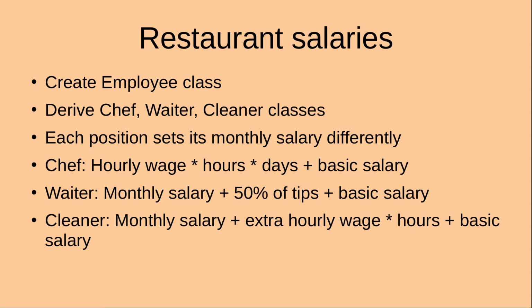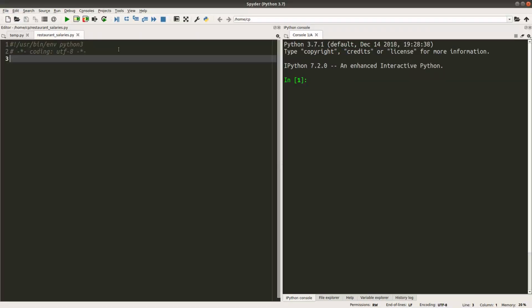So, for example, a chef will have his or her salary based on his or her hourly wage together with the basic salary. And for the waiter, it depends on the monthly salary plus the tips and the basic salary. And for the cleaner, he or she will earn the monthly salary plus the extra hours of work based on his or her hourly wage in this situation. And a cleaner also has the basic salary. Let us see how we implement the classes.